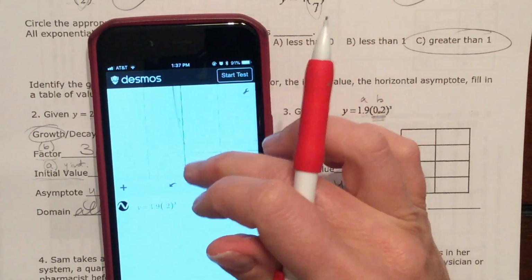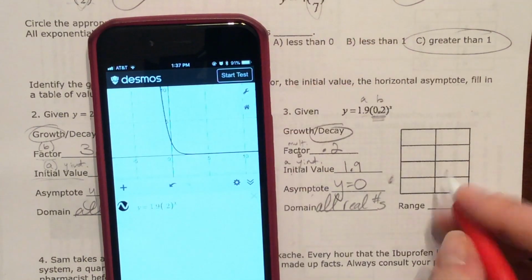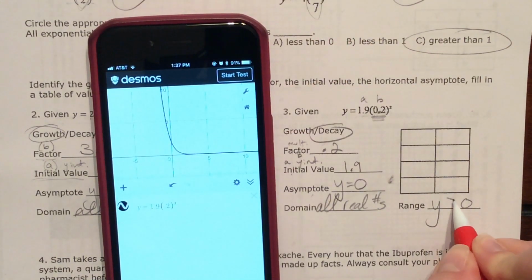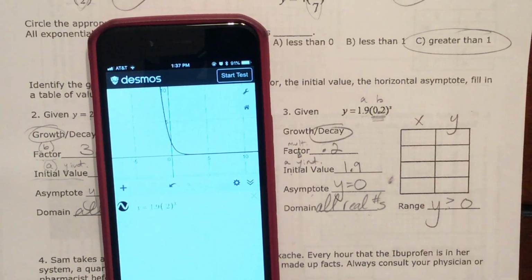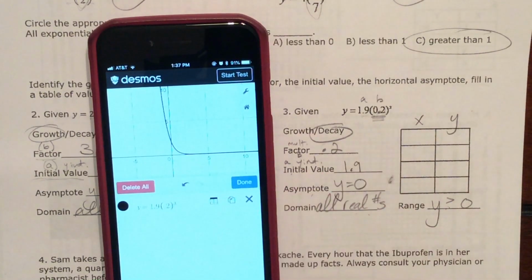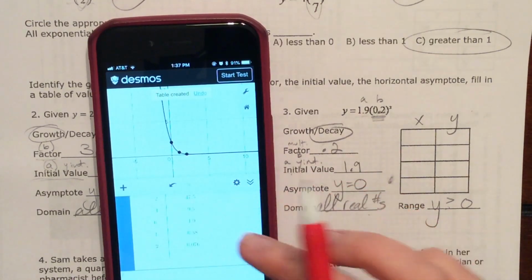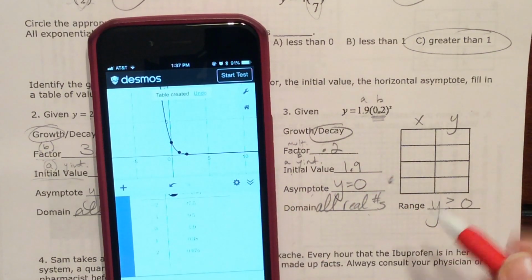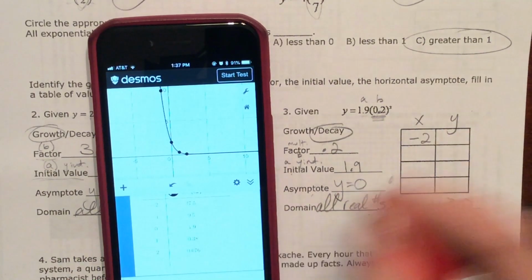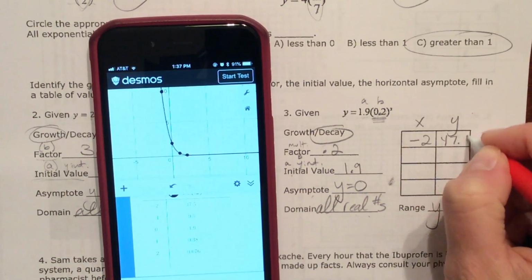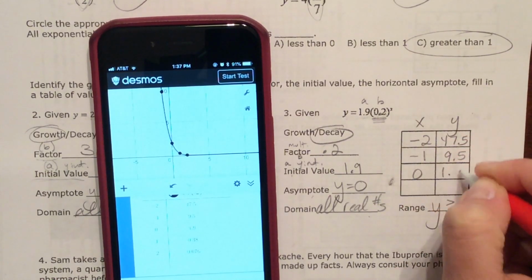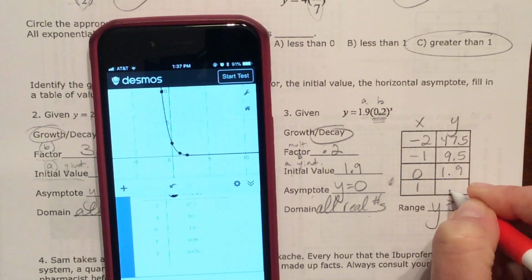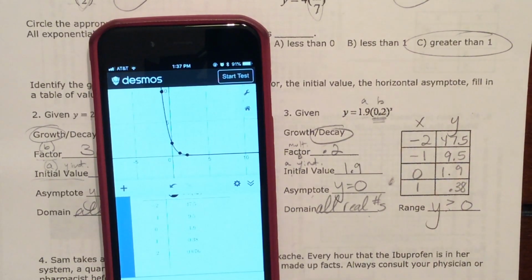How high does it go? It's going to keep going. So our boundary is at 0, and it's just greater than. It's all those numbers that are bigger than 0. For a real world situation, again, these will be a little bit different. Now we're going to fill in our table. So we change it to a table. We want some negative values and some positive values. So I'm going to go -2 is 47.5, -1 is 9.5, 0 is 1.9, and 1 is 0.38.